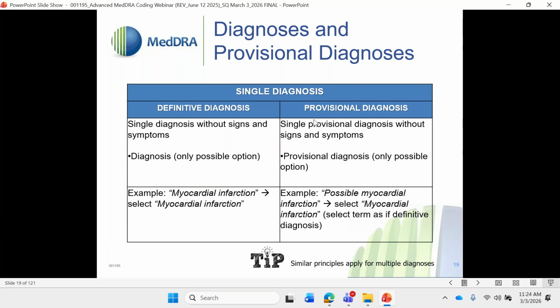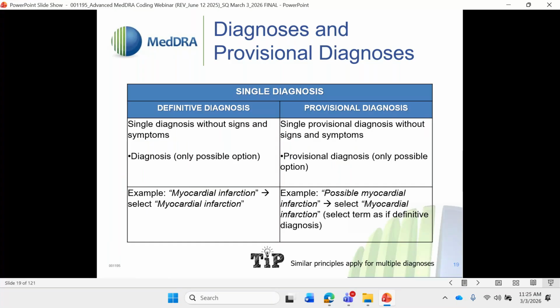On the other hand, if you have a provisional diagnosis without signs and symptoms, you treat it the same way. They only gave you a provisional diagnosis, nothing else. A provisional diagnosis means that something has not been confirmed. The clue is usually that it'll be preceded by suspected, possible, or rule out, meaning we're not sure, but we think this is the most likely thing the person has, but it's not confirmed. And a definitive diagnosis has been confirmed. Here's what he has. This is what the patient has.